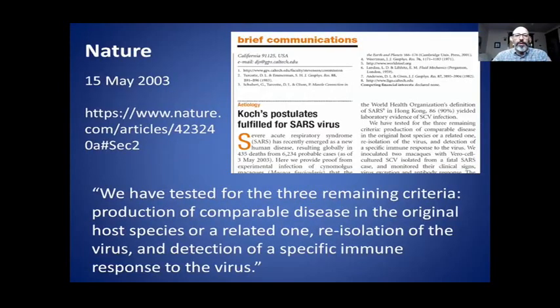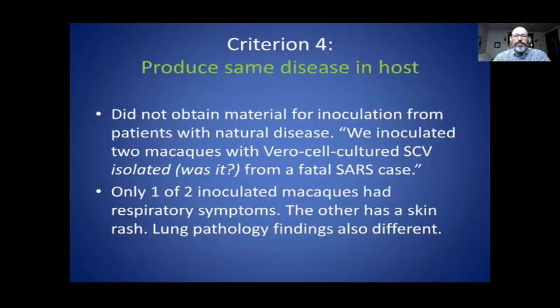So let's go back to the article to look at the remaining 3 criteria, and here's what they said: that the authors of this article have tested for the 3 remaining criteria, which are the production of comparable disease in the original host species or a related one, re-isolation of the virus, and detection of a specific immune response to the virus. Since they didn't satisfy the first criteria and didn't have anything isolated, it would be next to impossible to satisfy these 3, but let's see what they said they did.